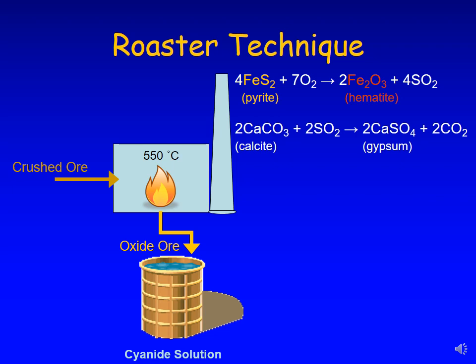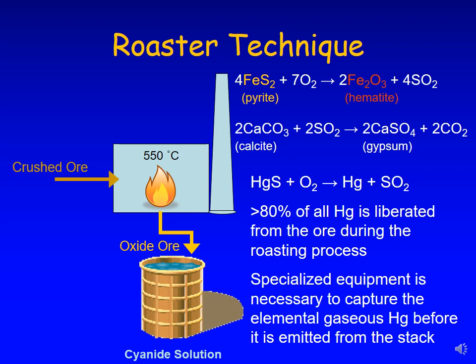Essentially, it's dealing with the pyrite, the iron FeS2, and turning it into hematite, and it's taking the calcite and turning it into gypsum. But we don't really care about that. What we care about is what's happening to the mercury. Once again, at these high temperatures, the mercury sulfide is being broken apart, liberating elemental mercury, and the oxygen is reacting with the sulfur to create sulfur dioxide gas.